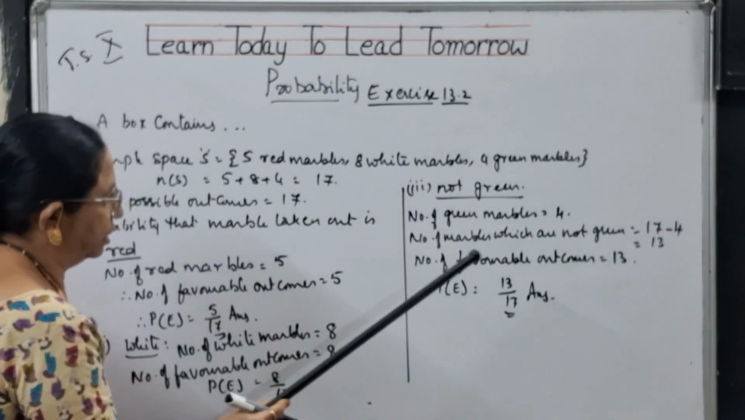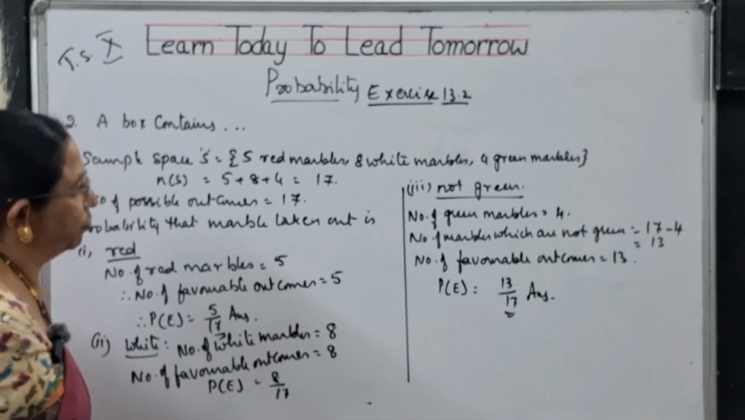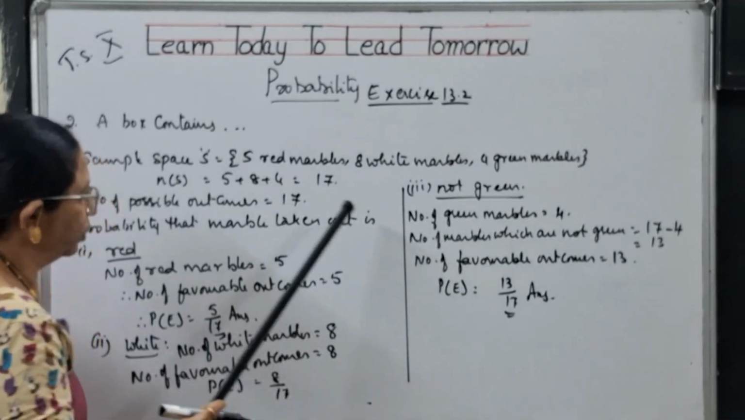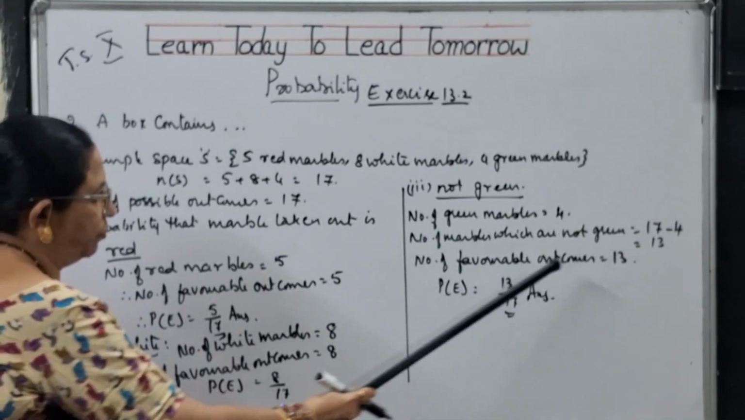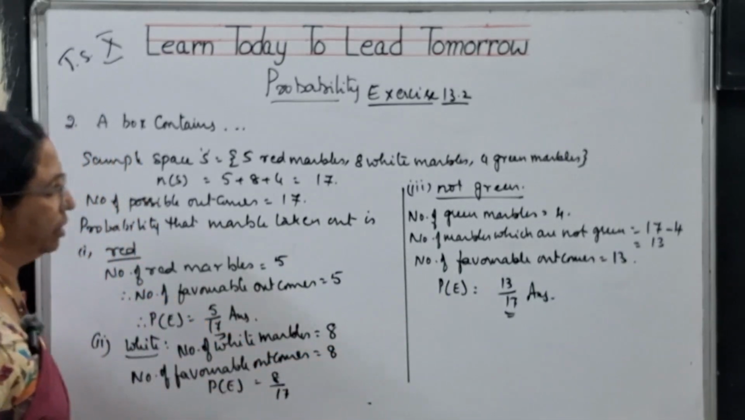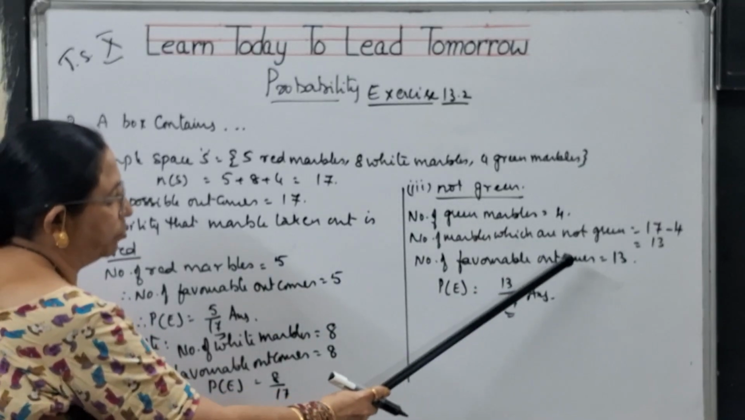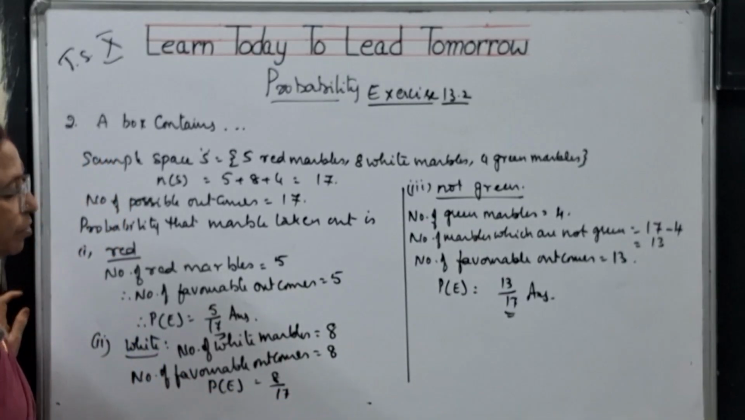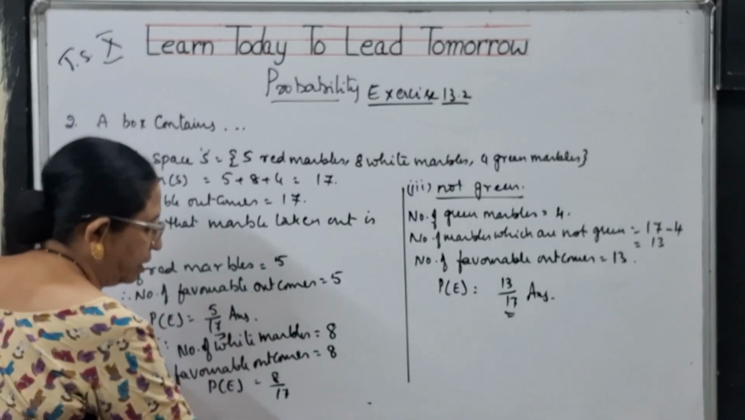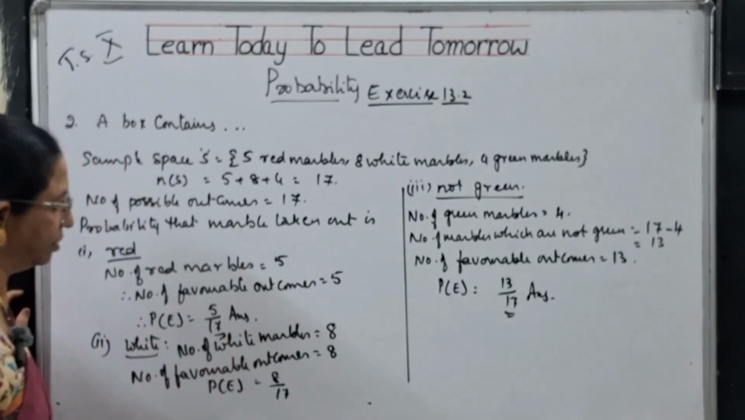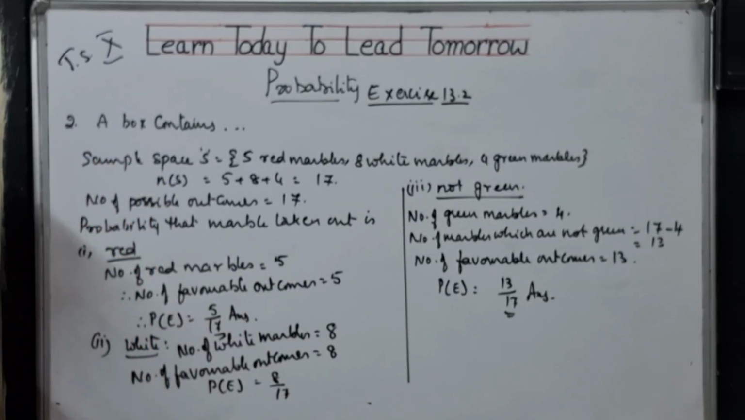And not green. Number of green marbles are 4. So from the total 17 marbles, if you remove 4, we will be getting the 13 marbles which are not green. So 13 becomes favorable outcomes. So P of E is 13 by 17 as the answer, children. Please note it down. Second problem.